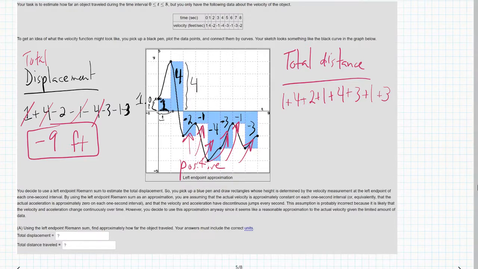So now in this case, what do we have? We have 5, 7, 8, 12, 15, 16, 19. So it looks like 19 feet according to this.